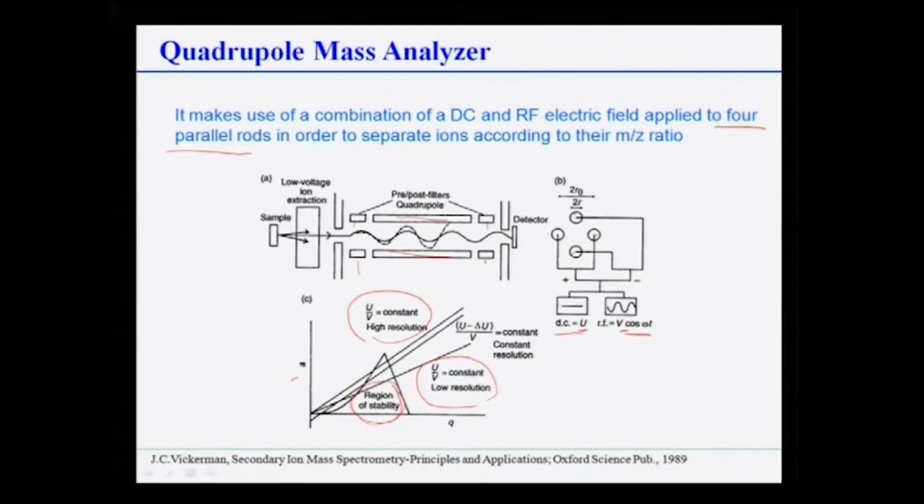Obviously, if you want to work with U by V constant high resolution region, you can do that, or if you want to work with constant resolution, you can do that depending on the systems on which you are working. So, as you see here, this gives us many possibilities of changing the conditions and doing the measurements.